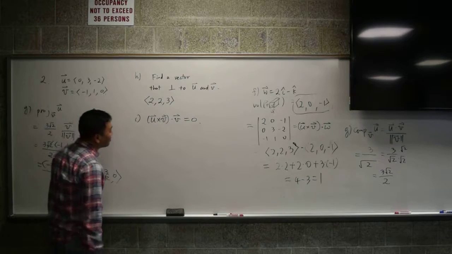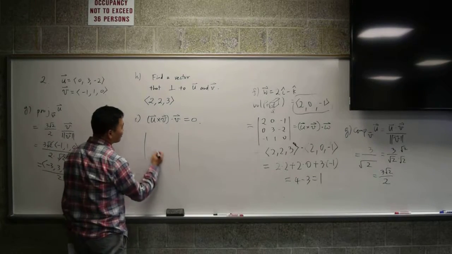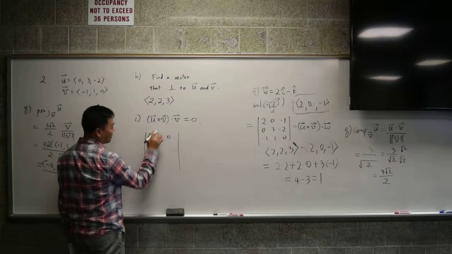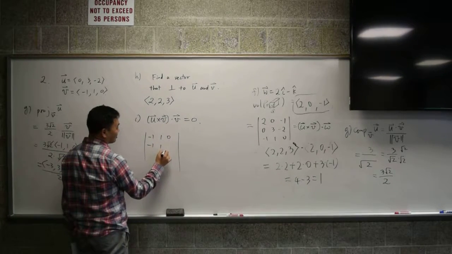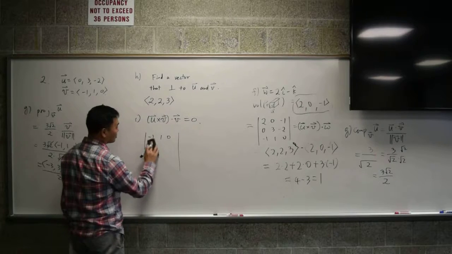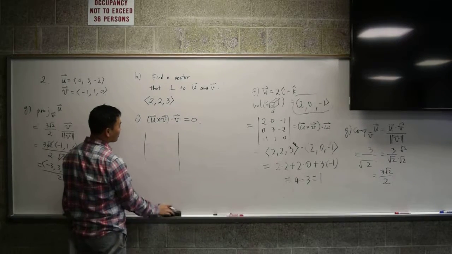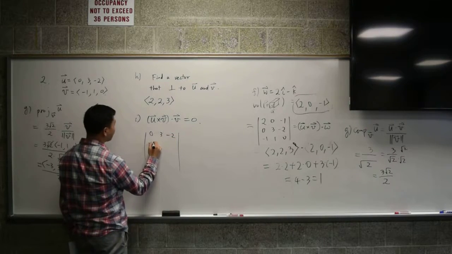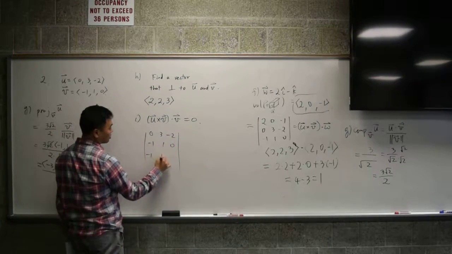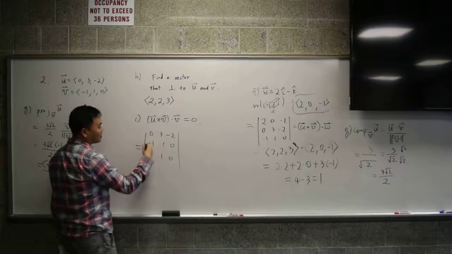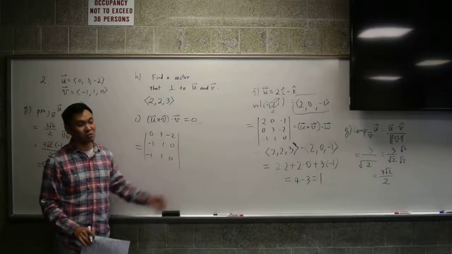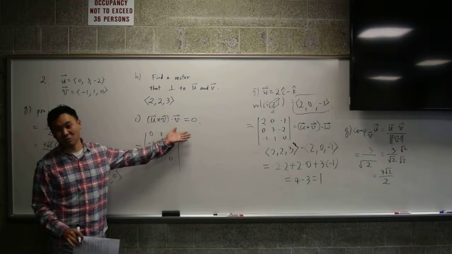Or if you want, you can really do the calculation, which I don't promote. I think it should be in this order. Okay, so you should put 0, 3, negative 2, negative 1, 1, 0, negative 1, 1, 0. So that's what it is, and if you do the calculation of this determinant, you're going to get 0. But that'd be too much work for such a simple answer.